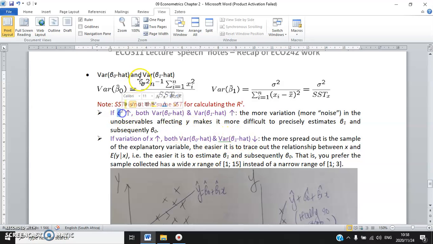And then finally, this is the bad news. If the variance of the error terms increases, then it means I commit underfitting and so forth. Then both the variance of B0 hat and variance of B1 hat would increase. So if the numerator increases, both variance of B0 hat and variance of B1 hat would increase. The more variation in the unobservable affecting y, or the more noise there is in the U, the disturbance terms, the greater the variance of the error terms, making it more difficult to precisely estimate B1 hat and subsequently B0 hat.